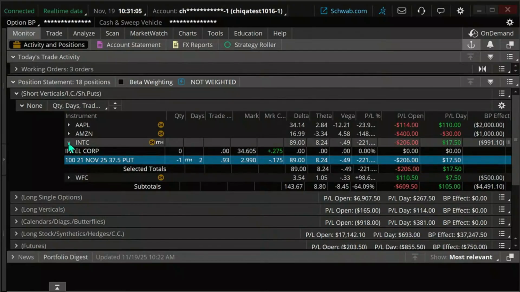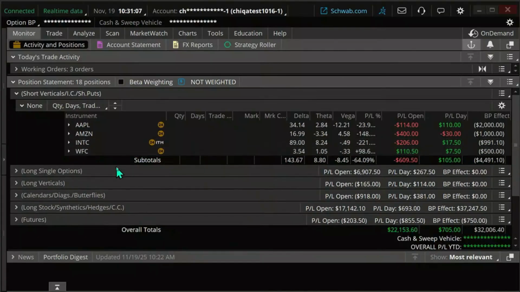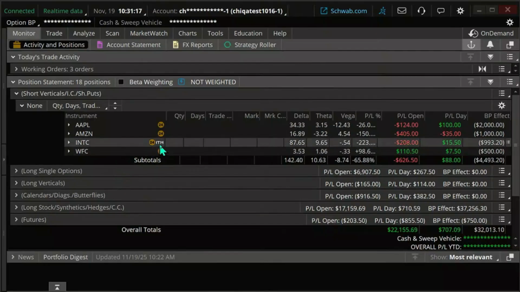I can just let it go, and we're just going to let that sit. Okay. So that's the first one. Short puts, if it's your intention to buy the stock from the get-go, then you can just let them run, even if they do go in the money there.